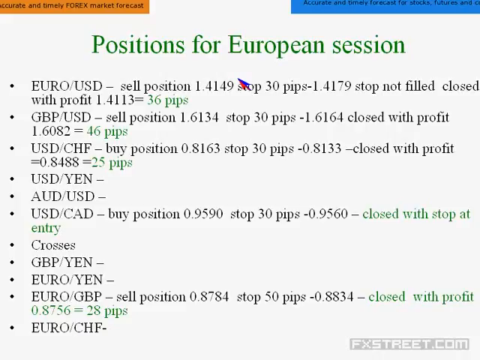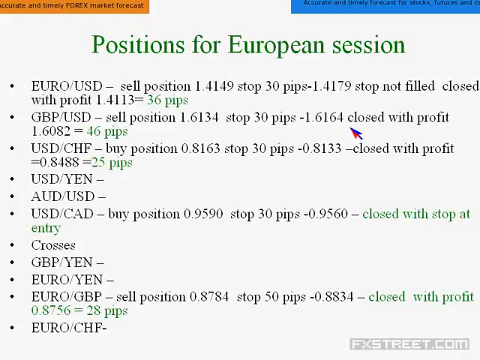So during the European session, I took a sell position around 1.4149 because the psychological level was 1.4150 above it. Now, so I took a sell position around 41.49 with a stop of 30 pips. 41.79 was the stop, and market went up to 1.4175 and came down, and the stop was not filled, and I closed it during the drop around 13 GMT because you know that gap time they will make the false move. So around 41.13 with 36 pips profit.